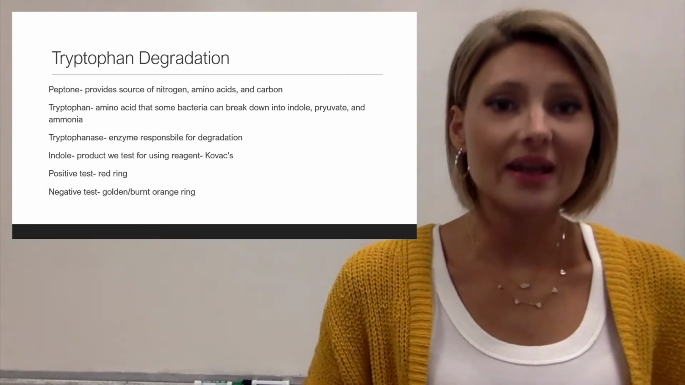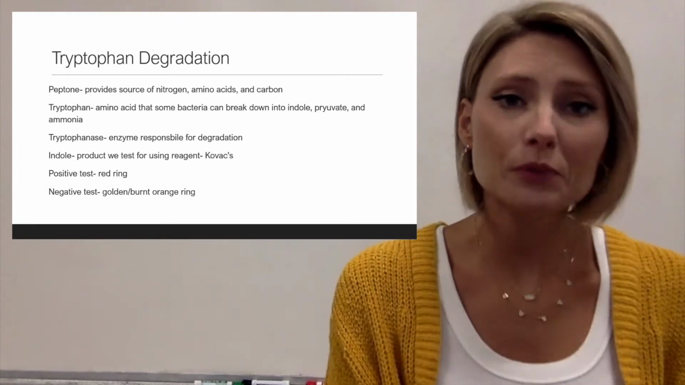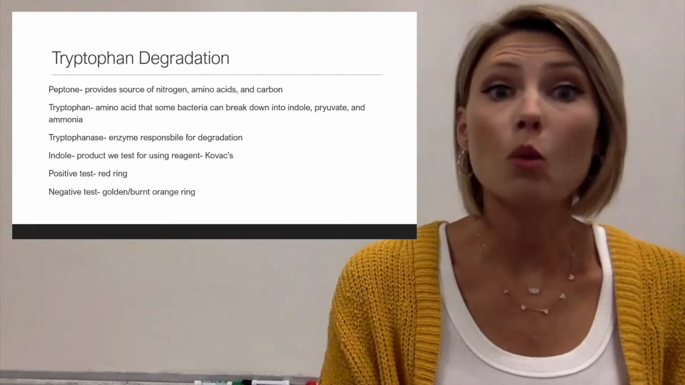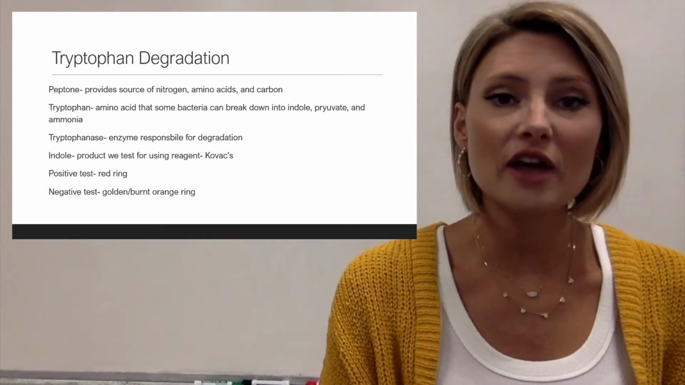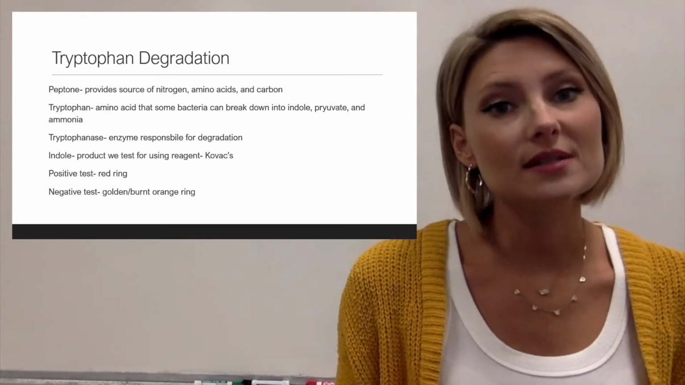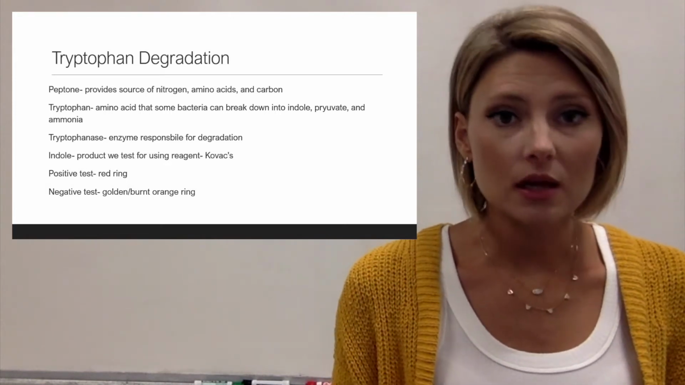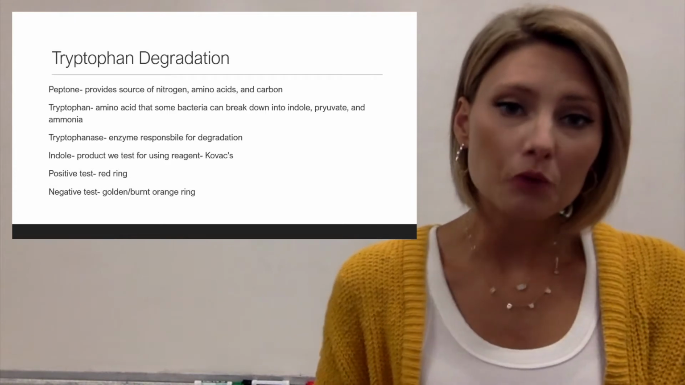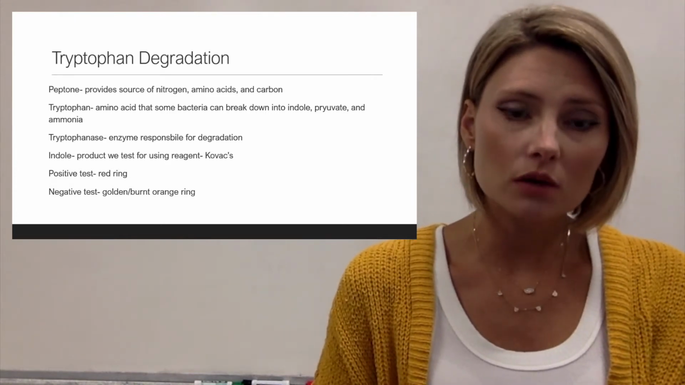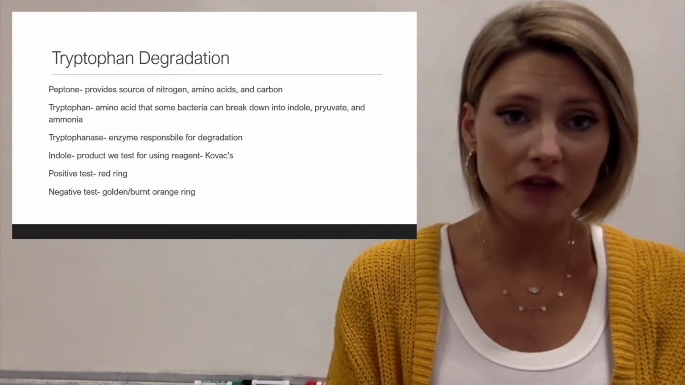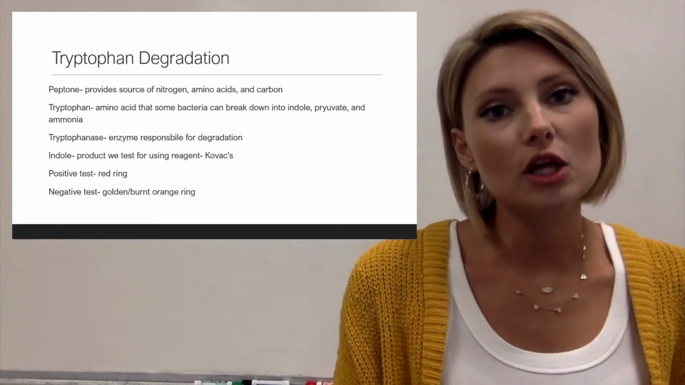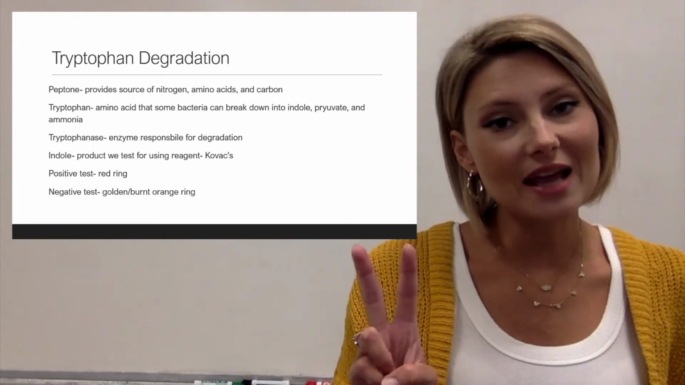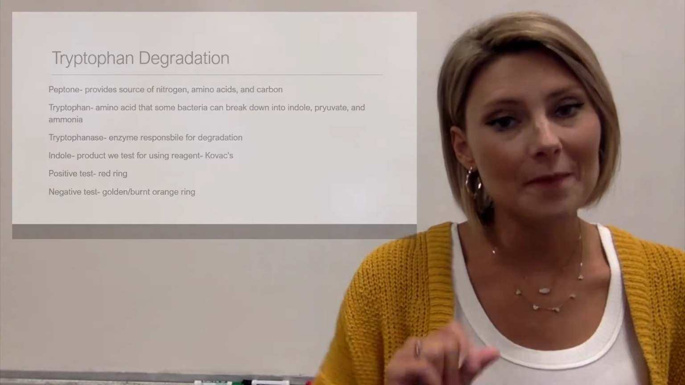If our bacteria cannot break down tryptophan, it does not produce that enzyme, indole will not be present, and when we add the Kovacs, we're going to get a golden/yellow color ring. So red, bright red ring is positive for indole, meaning that tryptophan was degraded. Golden or yellow is negative for that test. So that's the second part of the SEM stab.